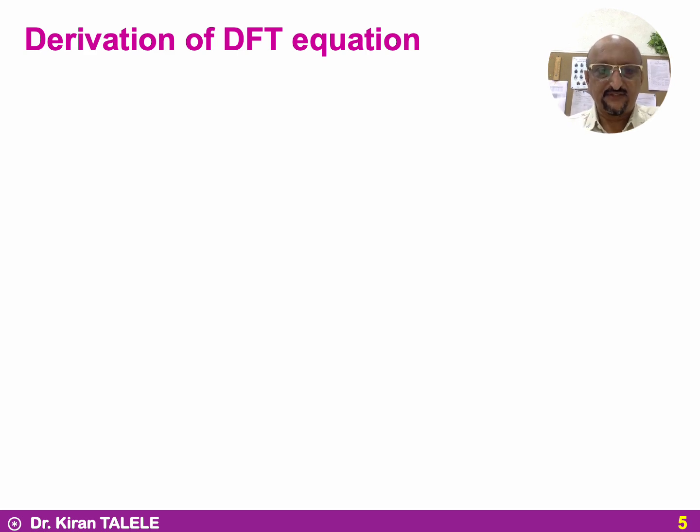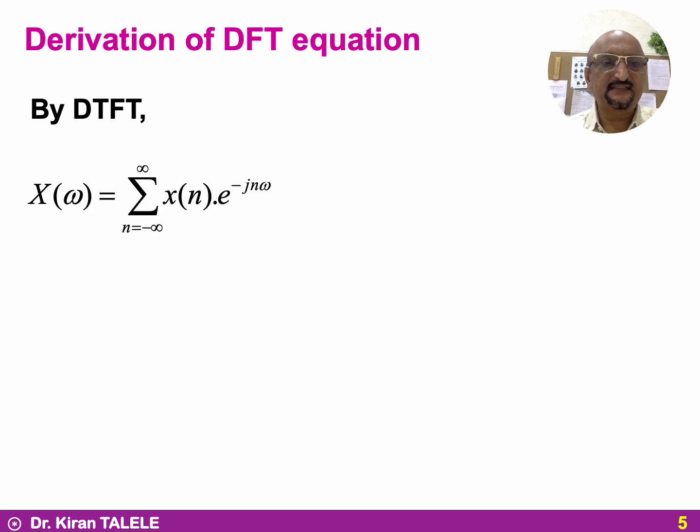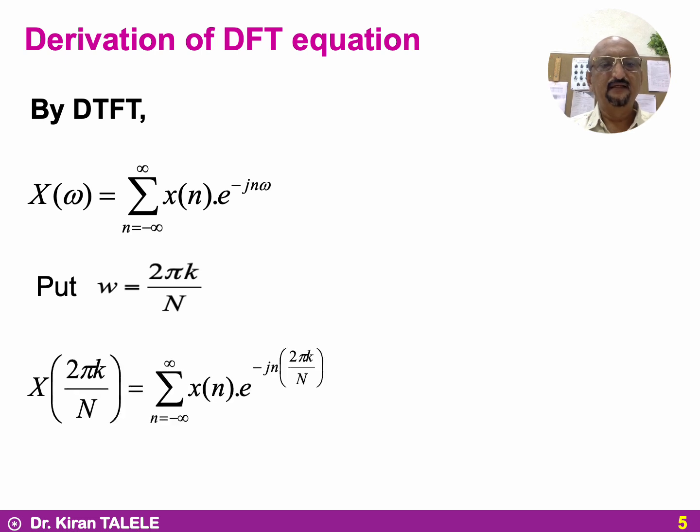Derivation of DFT equation. Discrete Fourier transform is obtained by sampling the discrete time Fourier transform. So, by the definition of discrete time Fourier transform, X of omega equals summation of x of n e raised to minus j n omega. Replace this omega by 2 pi k by N on the left hand side.